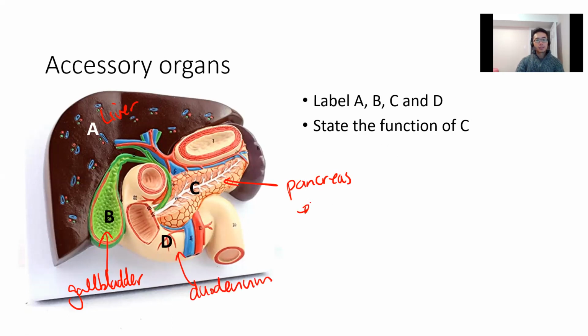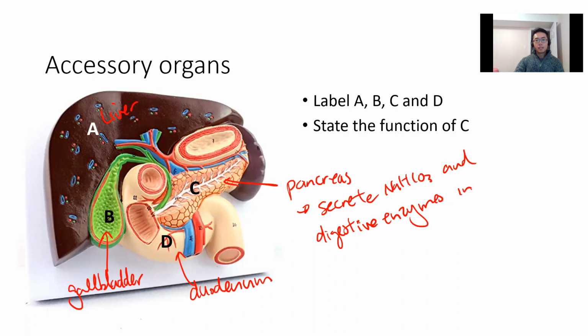Okay. So they secrete sodium bicarbonate and digestive enzymes into the duodenum. Right? Digestive enzymes will break down the macromolecules, and the sodium bicarbonate is going to neutralize the chyme.